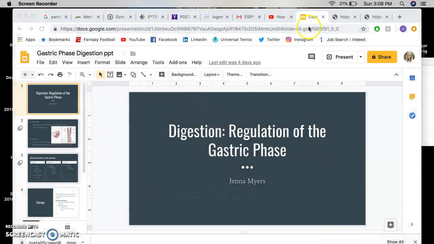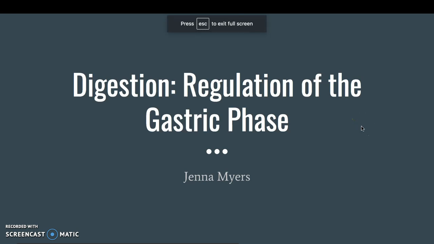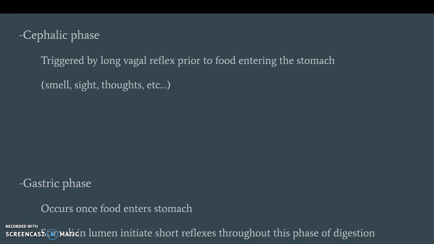So I'm going to find my presentation. Again, I chose the regulation of the gastric phase in digestion. Actually, before we start talking about the actual gastric phase, we're going to briefly chat about the phase prior, which is called the cephalic phase. And this is triggered by the long vagal reflex before food actually enters the stomach.